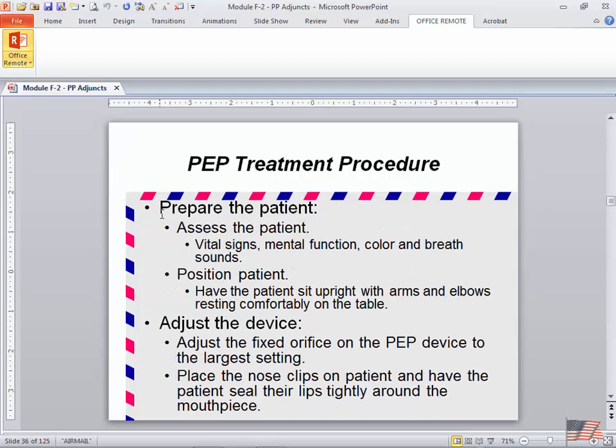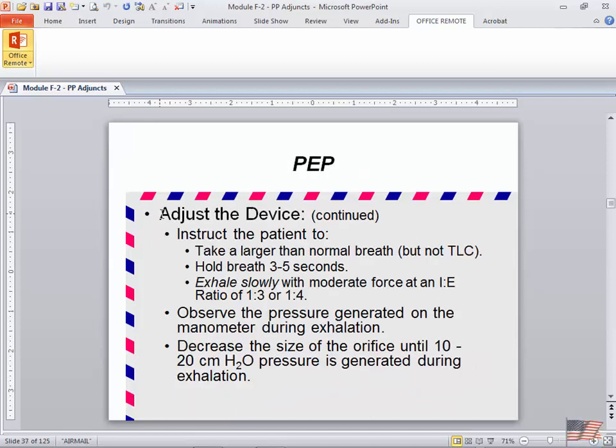Again, just as far as how the technique is done, we're going to go through our normal assessment and positioning of the patient. That should be in a comfortable position, sitting upright. We're going to adjust the device so that it's at the lowest amount of resistance, the largest opening, and then have them take a breath in and breathe out through the device. The normal breath, we're not talking about a total lung capacity, but a good, nice sized deep breath in, holding it, and an exhale with moderate force through that device. And they're going to feel some resistance to gas flow, and that's the whole idea.